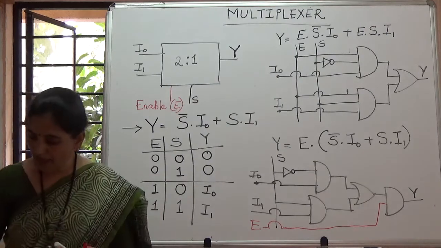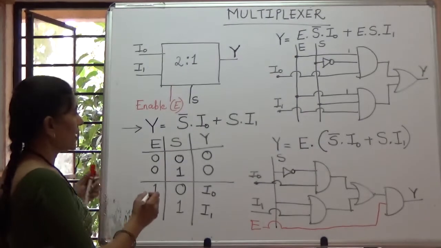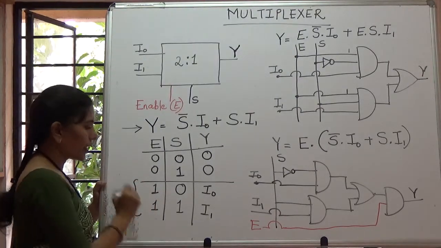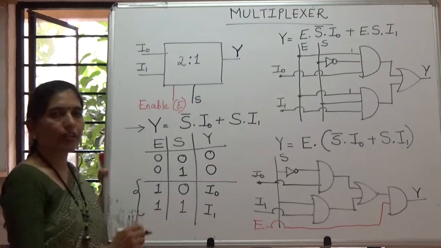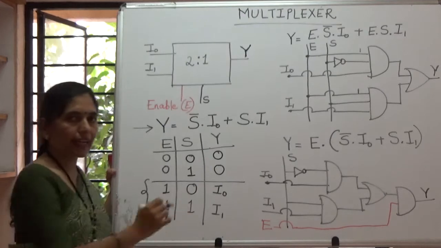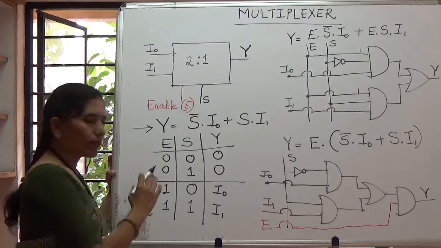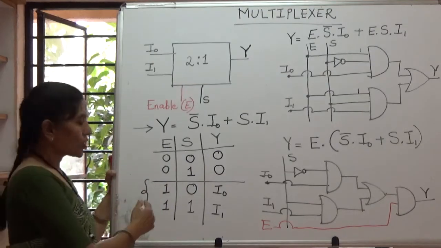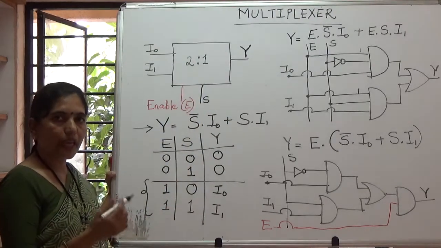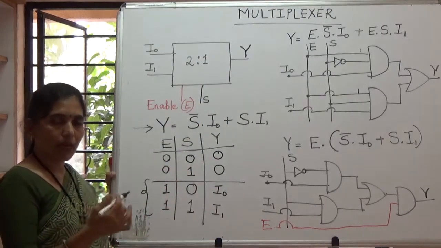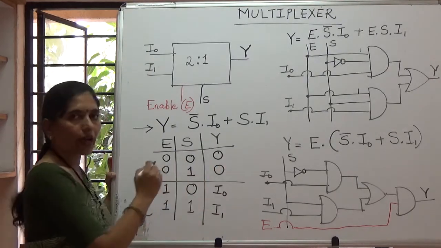Now there can be one more possibility over here. We have said that only if E is 1, the output Y will follow the input lines depending upon the select lines. In other words, we can say that if the enable is high, that is 1, only then the multiplexer function will be active. That means it will work as a multiplexer. In the other case, when E is 0, the output Y will be a 0.